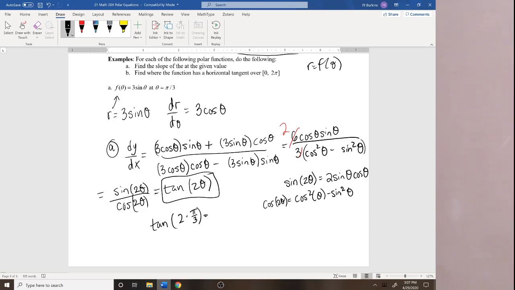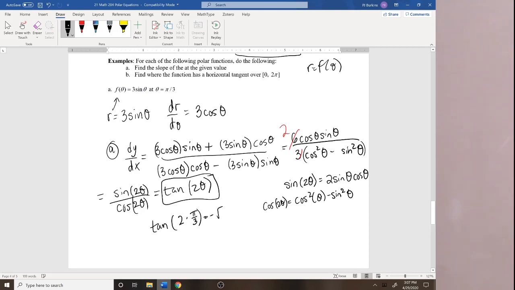And that looks like minus square root of 3.